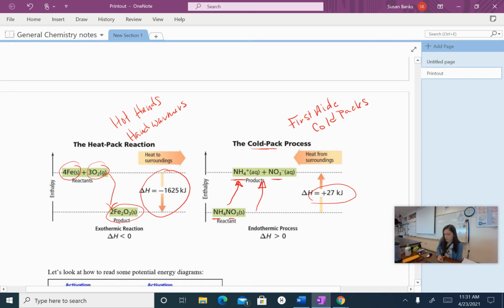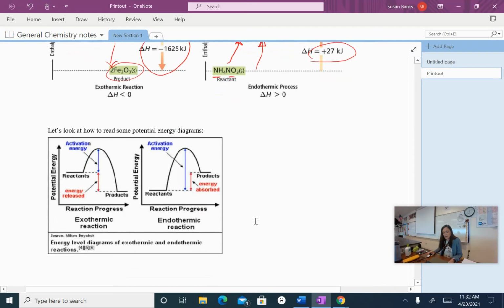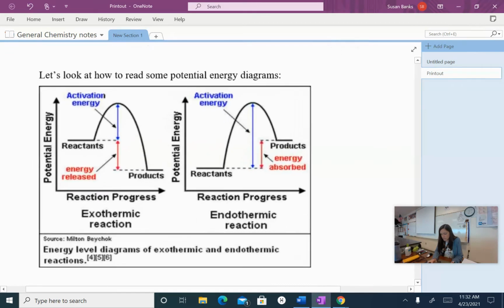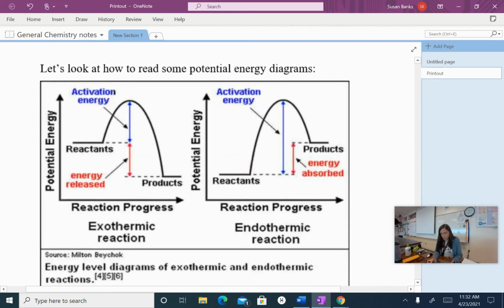They just take ammonium nitrate and they have a reservoir of water that you burst, you mix it up, and that dissociation of that ionic compound absorbs heat. Now, we have looked at energy diagrams before, and we've talked about them a bit. I want to talk about them a bit more.